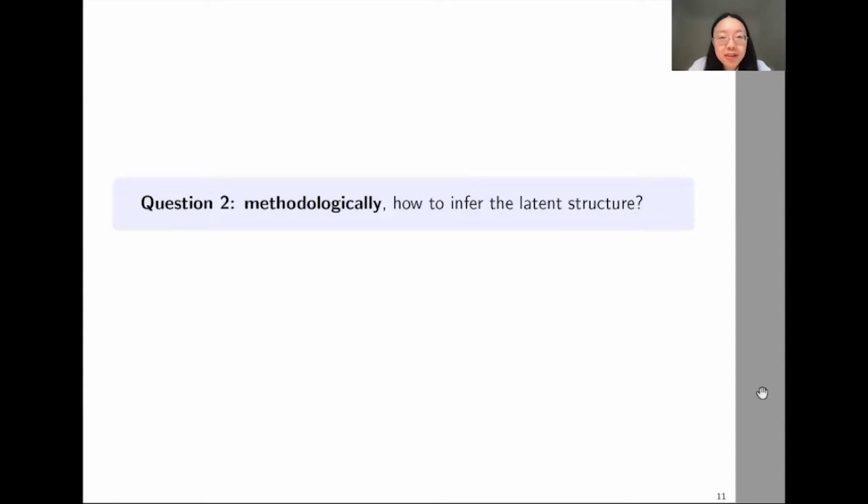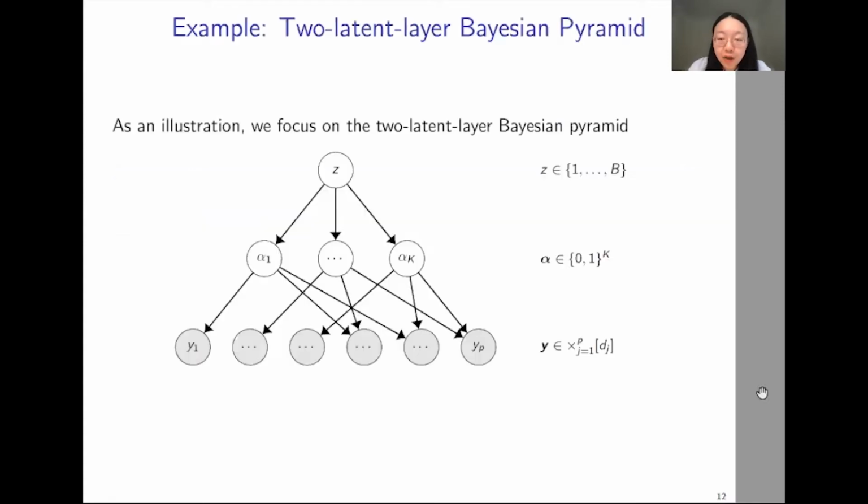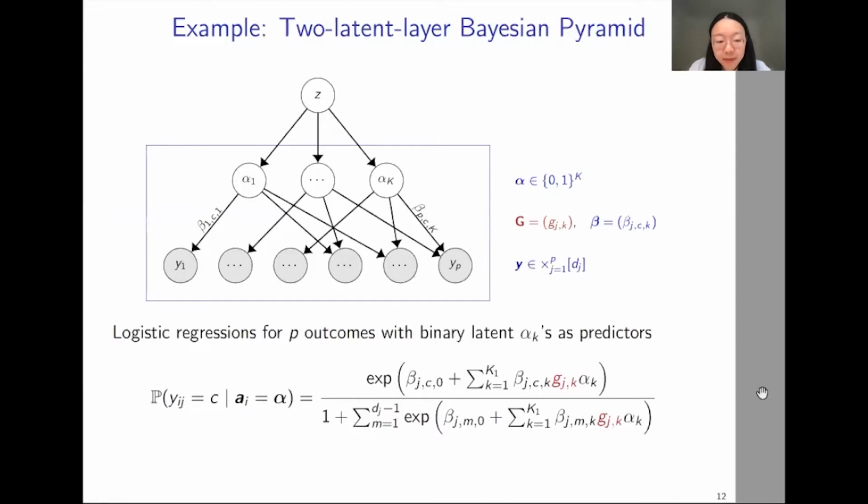Now that we have an understanding of what model is identifiable, the second question is the estimation method: how to infer latent structure. As an illustration, we next focus on the two-latent-layer Bayesian pyramid with K binary latent variables in the middle and a deep latent variable Z with B categories in the top.